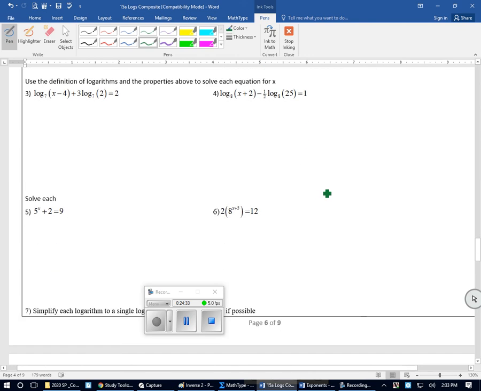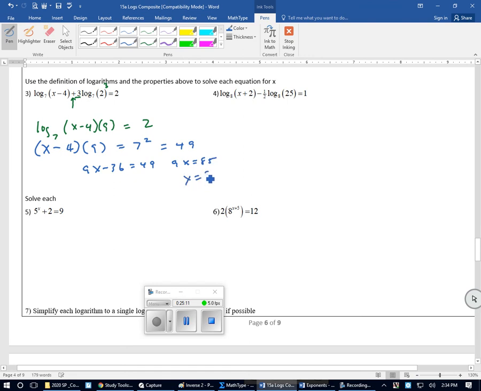Let's use our definition of logarithms to solve the equation. Coefficients become exponents. Addition becomes multiplication. To undo a log base 7, I do a power of 7, which is 49. So 9x minus 36 equals 49. 9x equals 85. x is, that doesn't clean up nicely, 85/9.